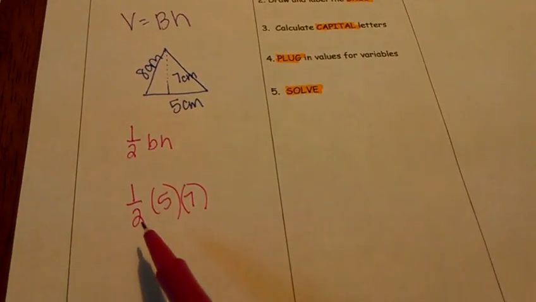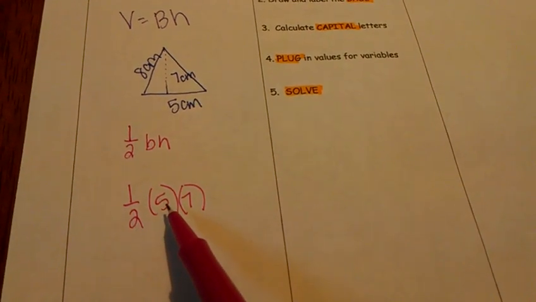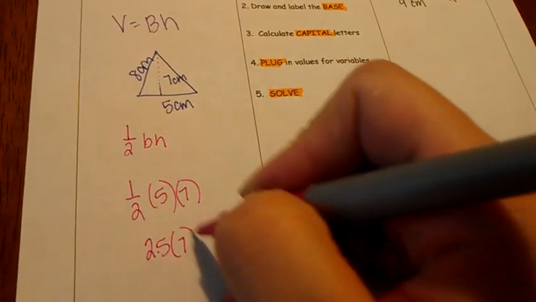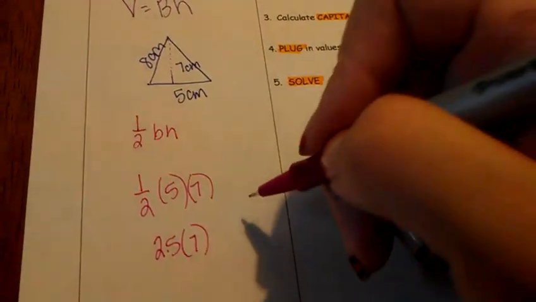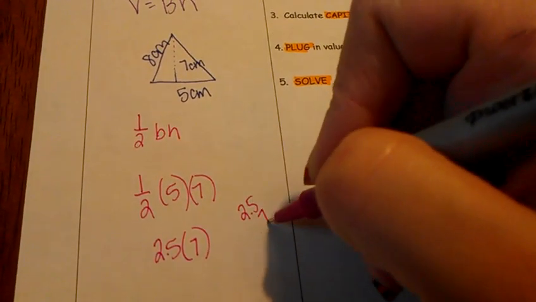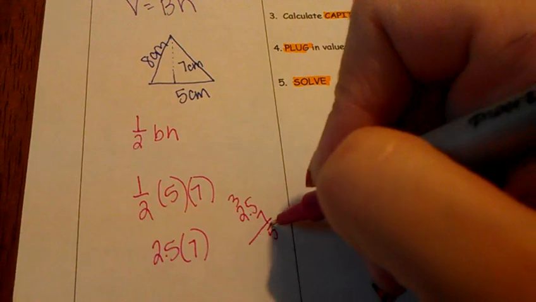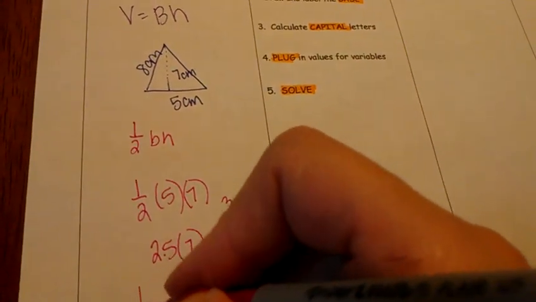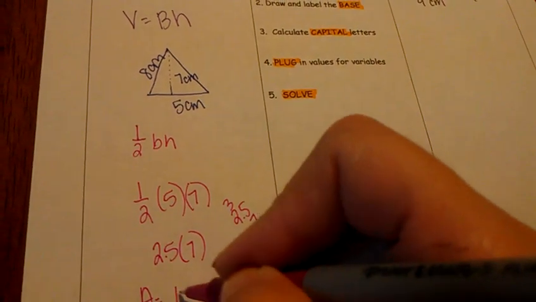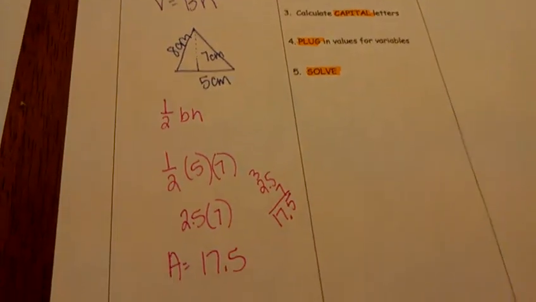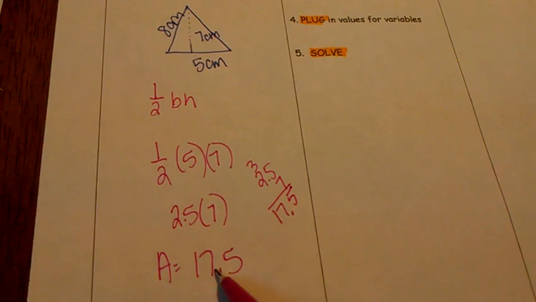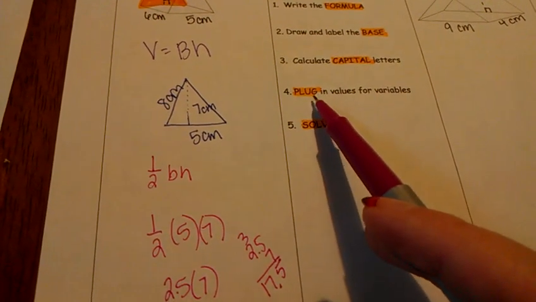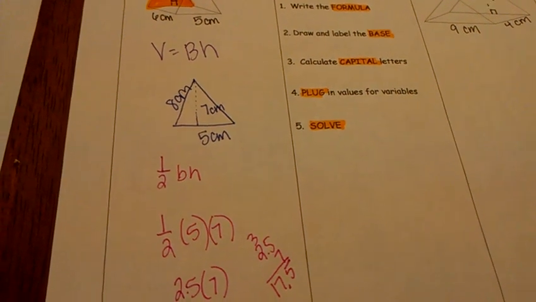Okay? So if we take 1/2 of 5, that's 2.5 times 7. 2.5 times 7, well, we got to do the work. So our area of the base is equal to 17.5. Okay, this is referring to our capital letters. So we just calculated our capital letters. Now we've got to plug in values for variables.